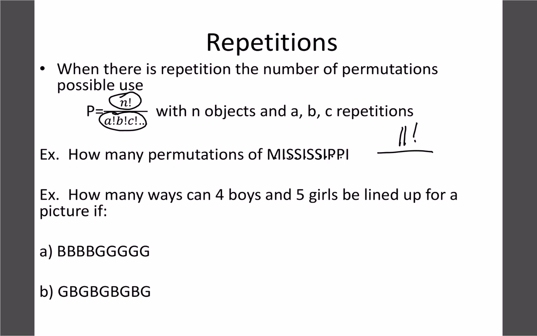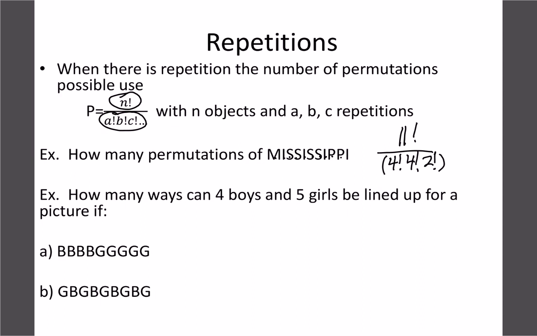And then on the bottom we got 1, 2, 3, 4 I's. We got 4 S's. And we also have 2 P's. Okay, so we'd have to divide by 4, 4, and 2. If you're going to do these on your calculator, make sure you put those in brackets, otherwise it won't do the division properly when you type it in.